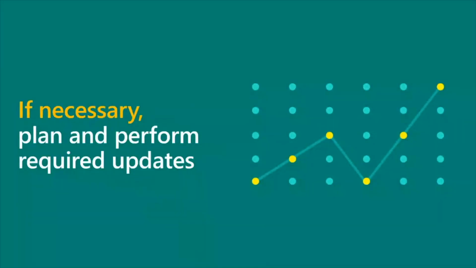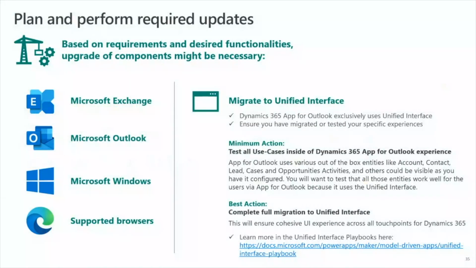Now, if necessary, plan and perform product updates. That applies to Microsoft Exchange, Outlook, Windows, and the browser you're using. And also what's important to do is to at least make sure that your forms that are displayed in the app for Outlook render well in the unified interface. So the minimum action that you need to do is to test all use cases inside of the Dynamics 365 app for Outlook experience to make sure that whenever you open a record in the app for Outlook, it renders well because it's been reviewed in unified interface.